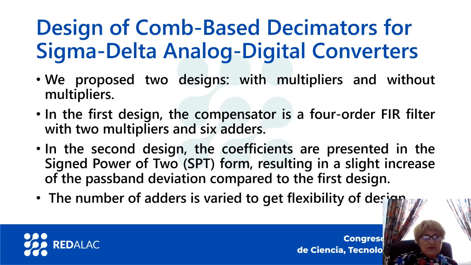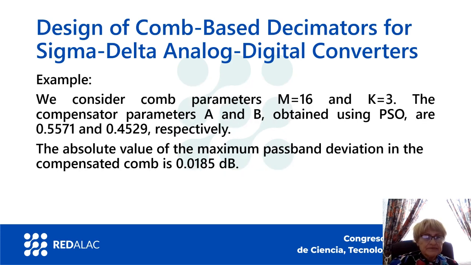We propose two designs, with multipliers and without multipliers. In the first design, the compensator is a 4th-order FIR filter with two multipliers and 6 adders. In the second design, the coefficients are presented in the signed power of 2 form, resulting in a slight increase of the passband deviation compared to the first optimal design. The number of adders is varied to get flexibility of design. This is illustrated in an example where we have M is 16 and K is 3.